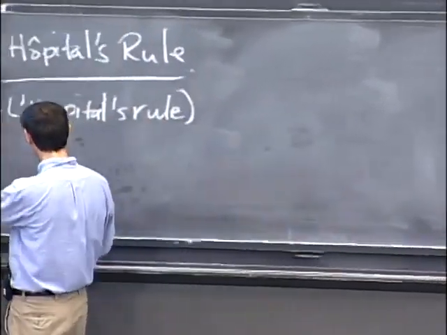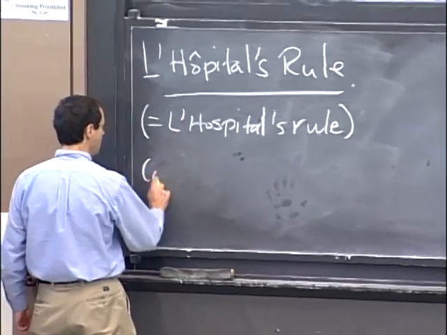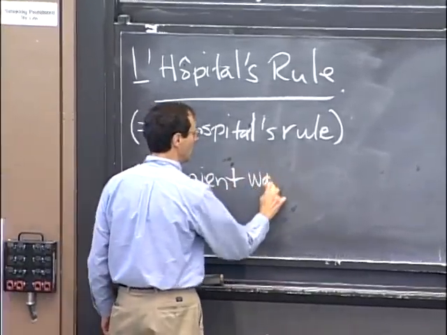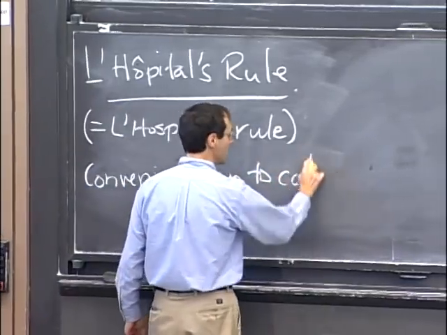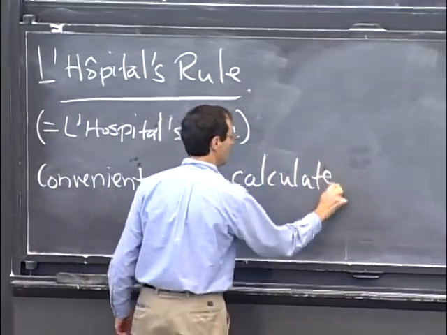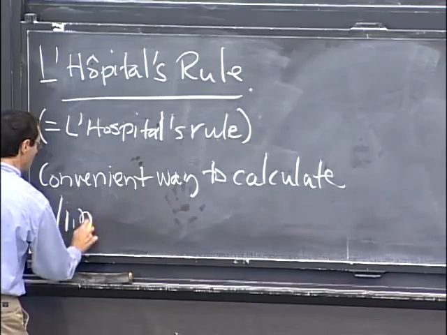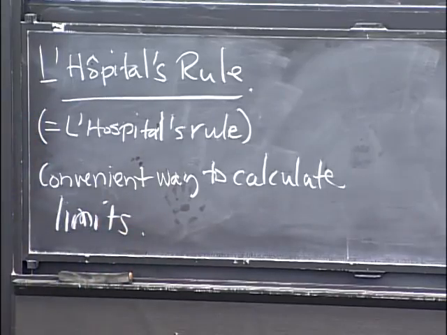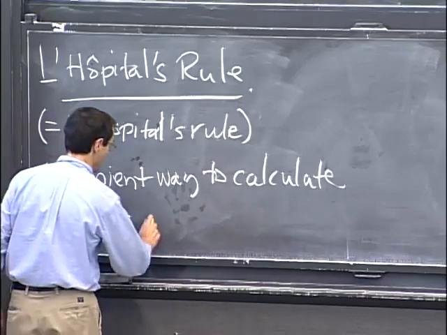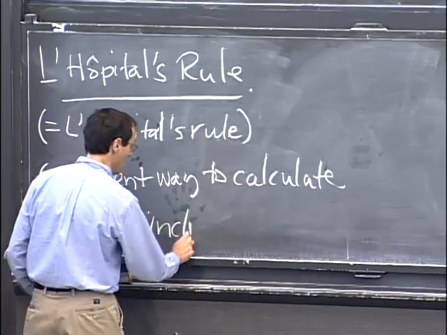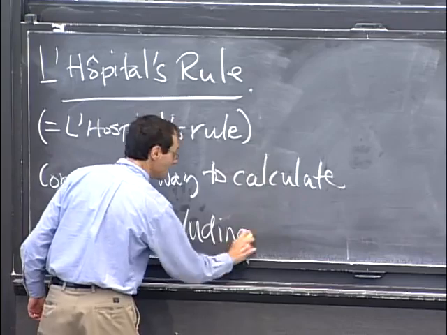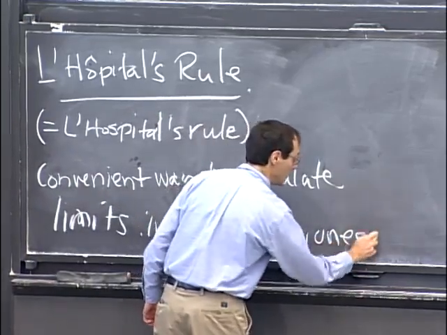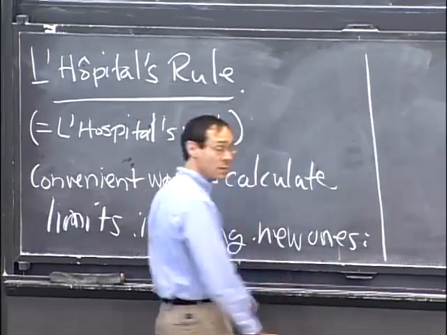And what this method does is it's a convenient way to calculate limits, including some new ones. So it'll be convenient for the old ones, but there are going to be some new ones.